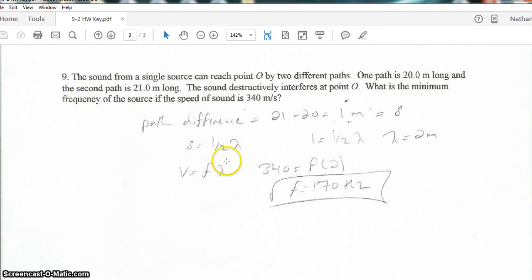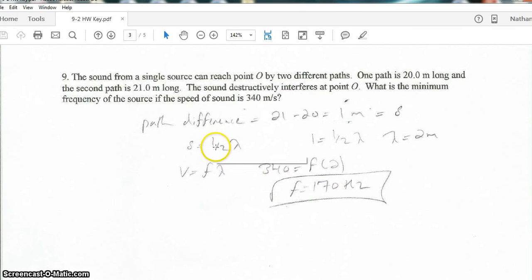And that would be the longest wavelength, the minimum frequency, I should say, at which this happens. So if the path difference is 1/2 the wavelength, then obviously 1 equals 1/2 the wavelength, so the wavelength would be 2 meters. And then once I know the speed of sound in air and 2 meters, it's easy enough to find my frequency of 170 hertz. So again, this is the first difference that would give me the lowest frequency.